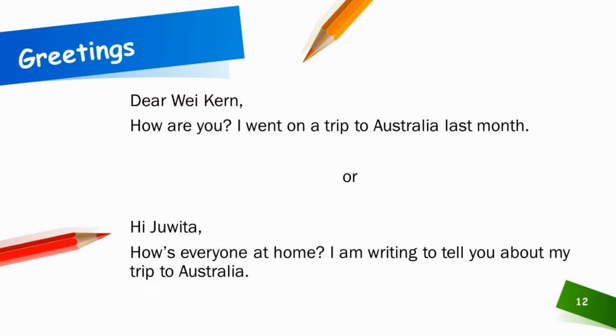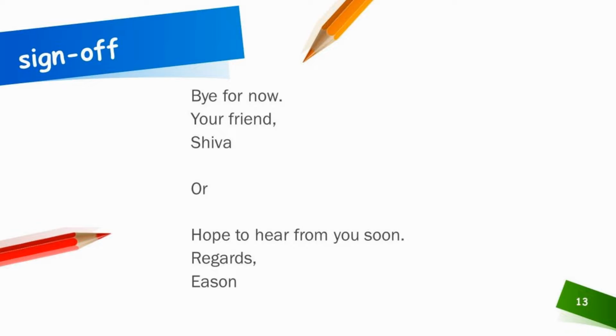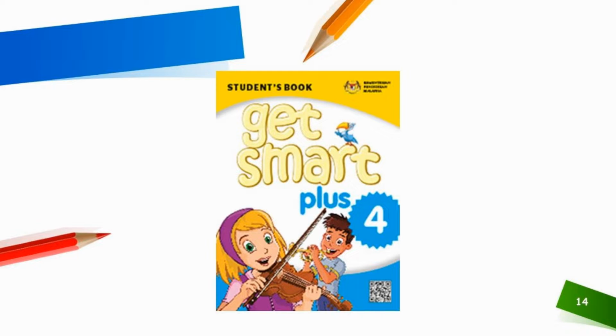At the end of our email, we can include a simple sign off. For example, bye for now, your friend Shiva. Or, hope to hear from you soon. Regards, Eason. Now, let's look at this example. It is taken from Unit 3 of your Year 4 Get Smart Plus 4 Students book. We'll read the email together. As we read, can you see if it has all the writing tips that I've mentioned before?